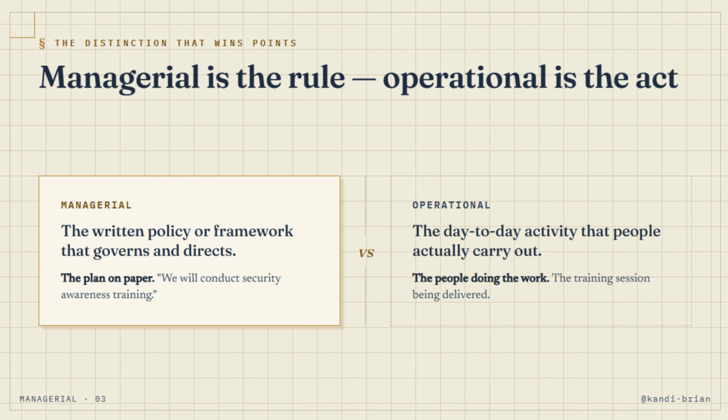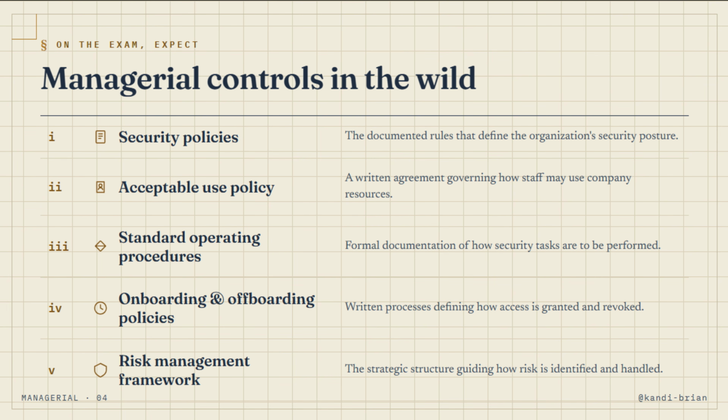Let's make this concrete with the examples CompTIA might lean on. Security policies are the classic managerial control. An acceptable use policy is managerial. A standard operating procedure document is managerial. Onboarding and offboarding policies are managerial. A risk management framework is managerial. Security planning, security governance, the assignment of roles and responsibilities on paper, background check policies, and the documentation that defines how your organization handles security, all managerial.